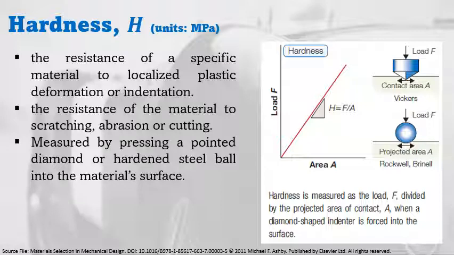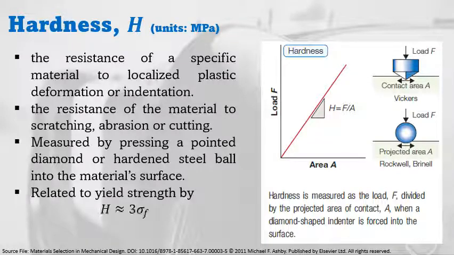The hardness is measured by pressing a pointed diamond or hardened steel ball into the material surface. The hardness is then defined as the indenter force divided by the projected area of the indent. It is related to the yield strength by the formula 3 multiplied by the yield strength. So if you have the yield strength, you can get the approximate value of the hardness by multiplying it by 3.